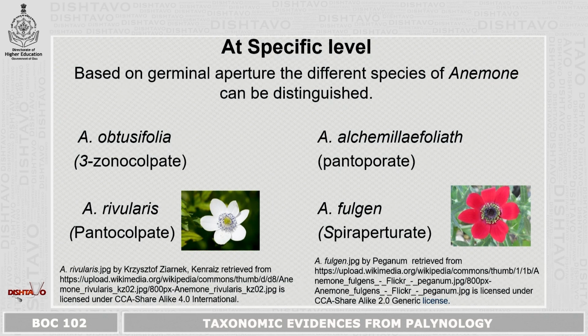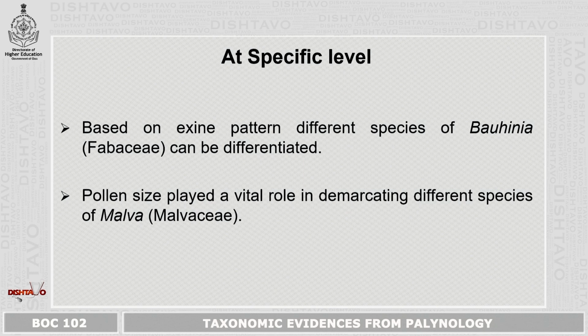Now last, at the specific level, we have the genus Anemone. Buttercup belongs to Ranunculaceae. Now there are 4 species in this genus: Obtusifolia, Anemone trifolia, Rivularis and Fulgens. These 4 species of Anemone are distinguished based on their pollen grains. Obtusifolia shows 3-zonocolpate. The second species shows pentaporate. Third one pentacolpate, and Fulgens shows spiraperturate. So at the specific level, based on the exine pattern, different species of Bauhinia, Fabaceae can be differentiated.